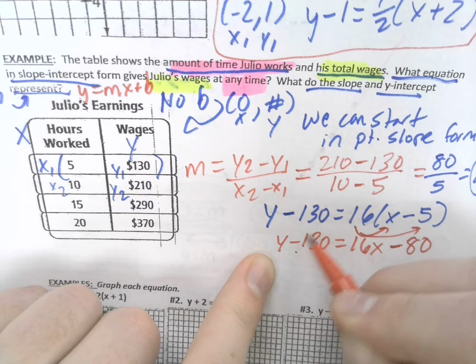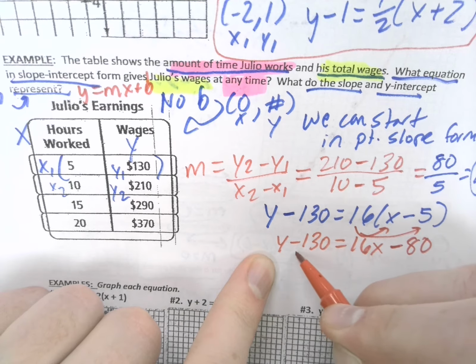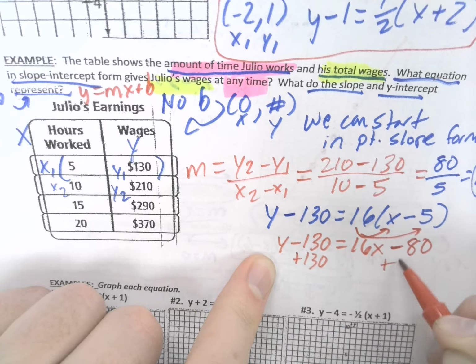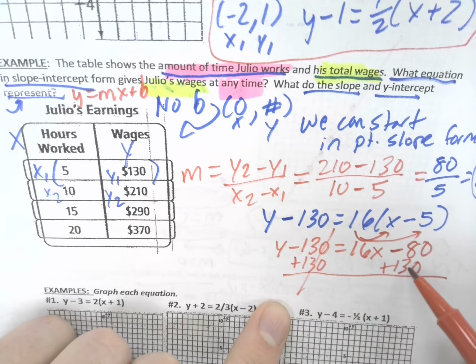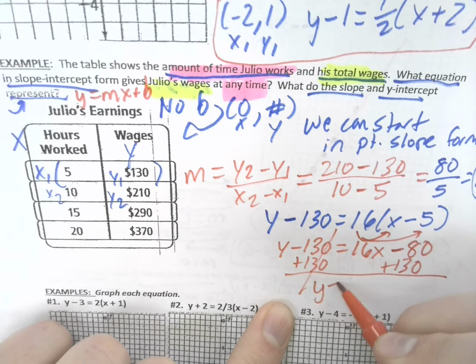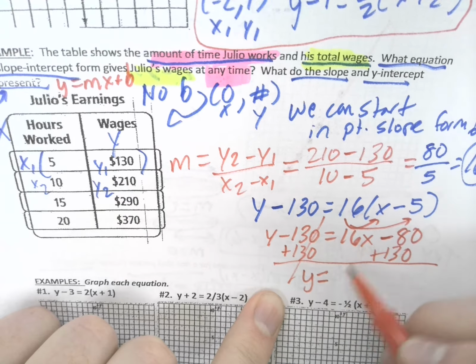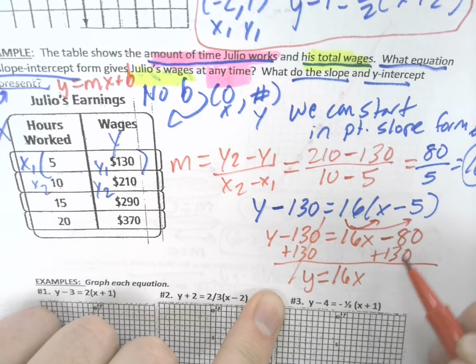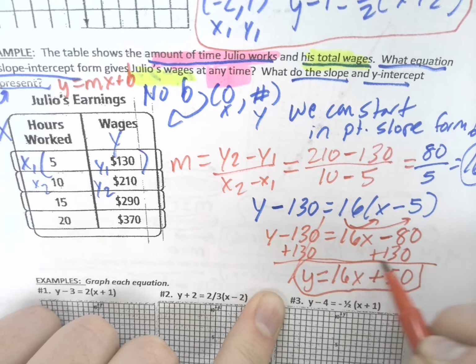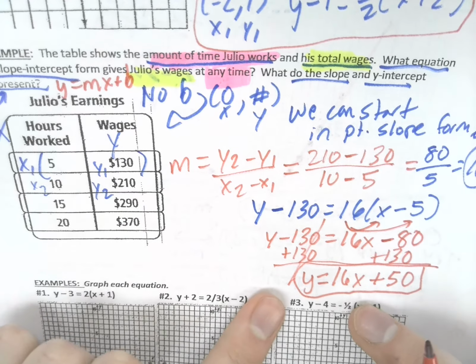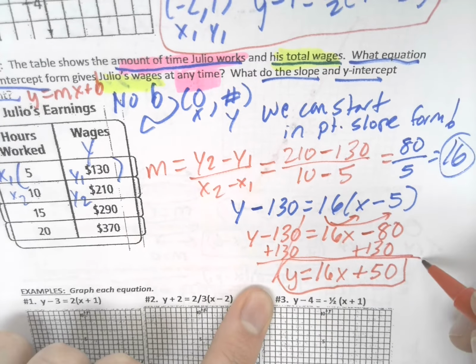So how can we get rid of that negative 130? That's right. Let's add it. So we're going to add 130 to both sides. You end up with y equals 16x. Negative 80 plus 130 would be plus 50. So there's our slope-intercept form.